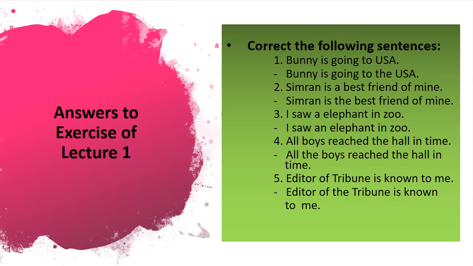Now students, the second exercise: correct the following sentences. So here you are required to rectify the error and rewrite the sentences. Number 1, Bunny is going to USA. So we have learned USA, United States of America. Here we use the before it, so the country name is plural. Bunny is going to the USA.